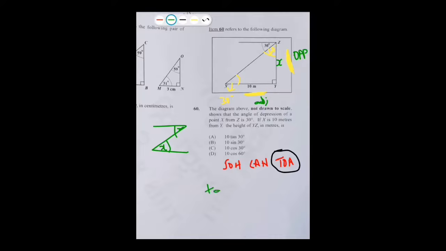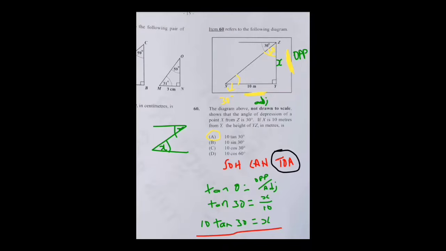we're going to have tan theta is equal to opposite over adjacent. Substituting our values now, we'll have tan 30 is equal to opposite, which is X, over adjacent, which is 10. We need to now make X the subject of the formula, so we'll have 10 tan 30 is equal to X. Remember, our X is dividing our 10, so when we take it across, it will be multiplying, so that's 10 tan 30. And that is the same as option A. So our answer would be A.